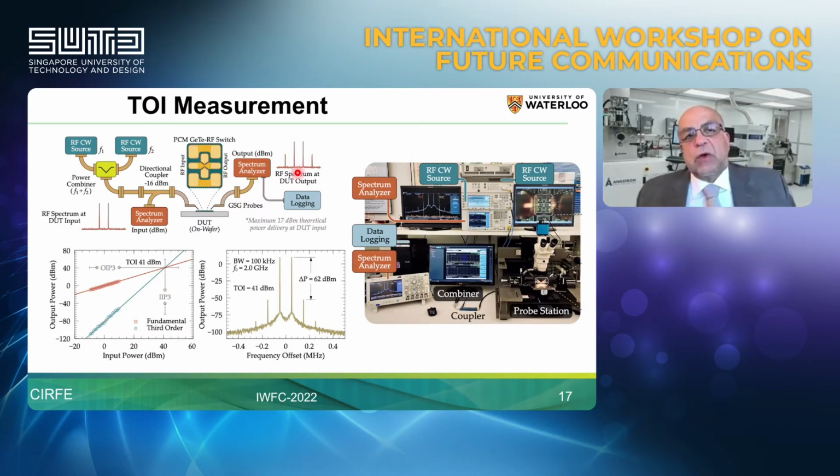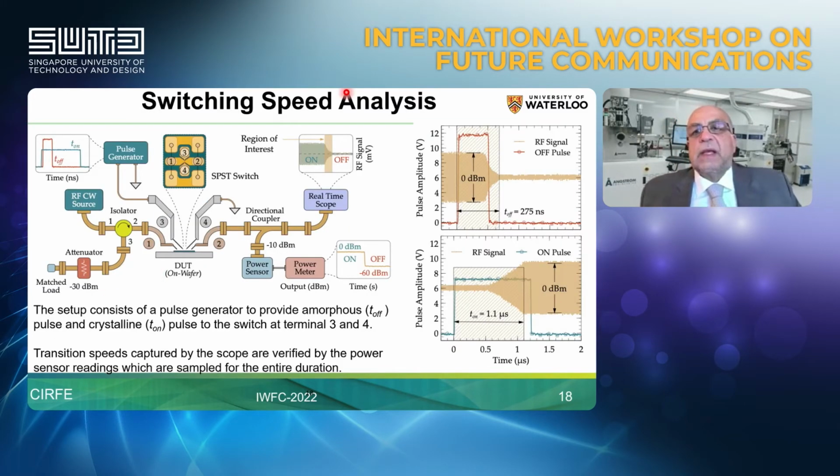Linearity. Again, we tested; this is a test setup we've done in my lab. We measured the IP3 of the switch, and in our case, we got about 41 dBm. Remember, we developed the switches for prototyping. If we optimize them further, we can get much better performance in our lab. Tower Semiconductor demonstrated around 65 dBm, which is really better, in my view, than semiconductor devices. So high.